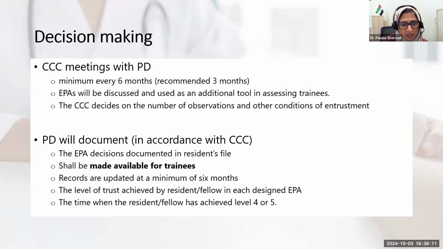4 is the threshold. So if they reach 4, that means they can be permitted to perform that particular EPA independently with indirect supervision. So if they achieve level 4 or 5, that point also should be documented.